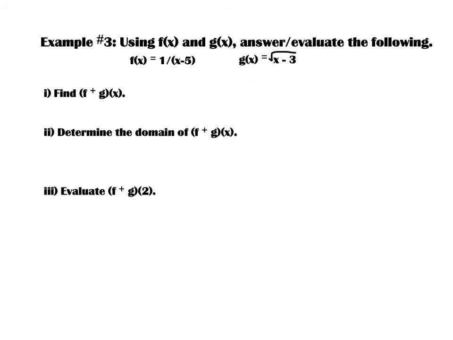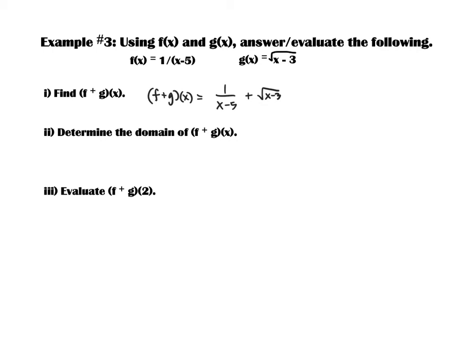Okay, here we go. F of x is 1 over x minus 5. G of x is the square root of x minus 3. I want to find f plus g of x. Well, this is kind of an interesting example in that there's nothing I can really do to combine these two functions. I mean, I could find a common denominator, but that would actually make this more complicated. So I'm just going to leave it like that. So f plus g of x is 1 over x minus 5 plus the square root of x minus 3.